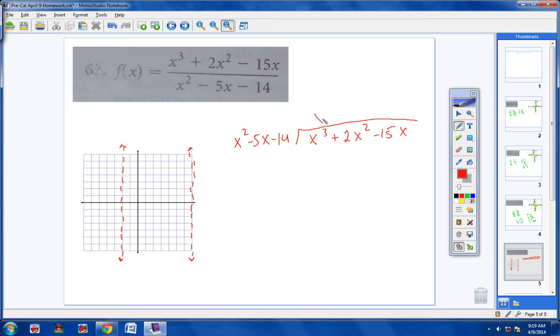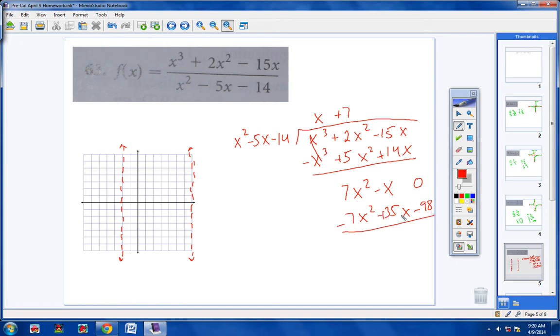X squared goes into x cubed x times. Do your multiplication and you will get this right here. All right, change all your signs and add. These will cancel. 7x squared minus x. Now, x squared goes into 7x squared 7 times. 7 times x squared, 7x squared. 7 times negative 5, negative 35x. And then 7 times 14. We really don't care what this is, students. You're going to get negative 98. Put a 0 here. It really doesn't matter.